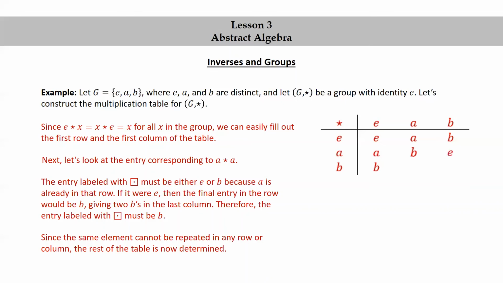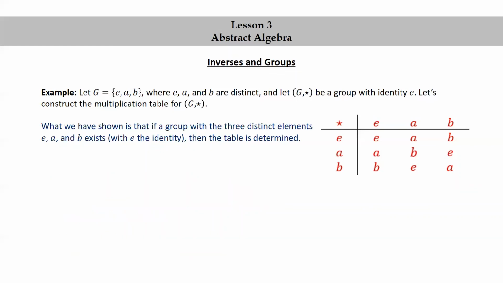Okay? In the second row, we have an A and a B, so that must be followed by an E. In the second column, we have A, B, so that must be followed by E. And then we could use either the third row or the third column to see we have B, E, followed by A.